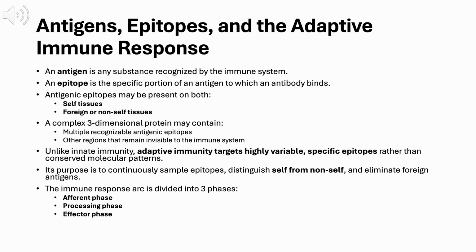Unlike innate immunity's focus on conserved patterns, adaptive immunity targets highly variable, specific epitopes. Its job is to sample those epitopes continuously, sort self from non-self, and eliminate what's foreign. To organize the rest of this lecture, we'll use a framework called the immune response arc, divided into three phases: afferent, processing, and effector. Everything that follows hangs on that scaffold.